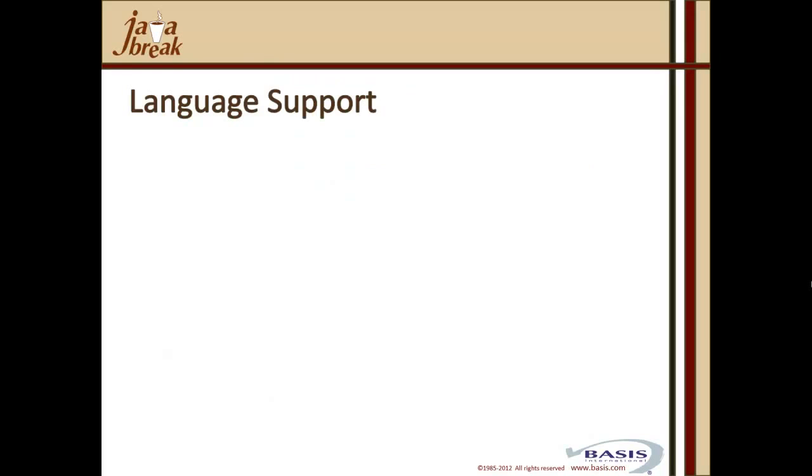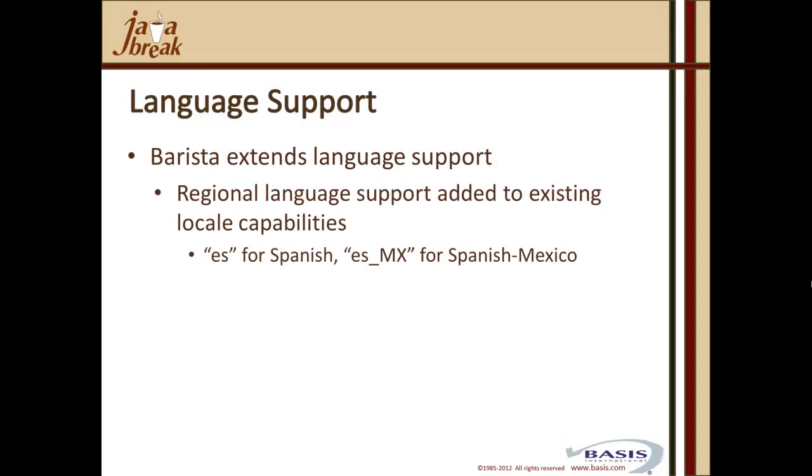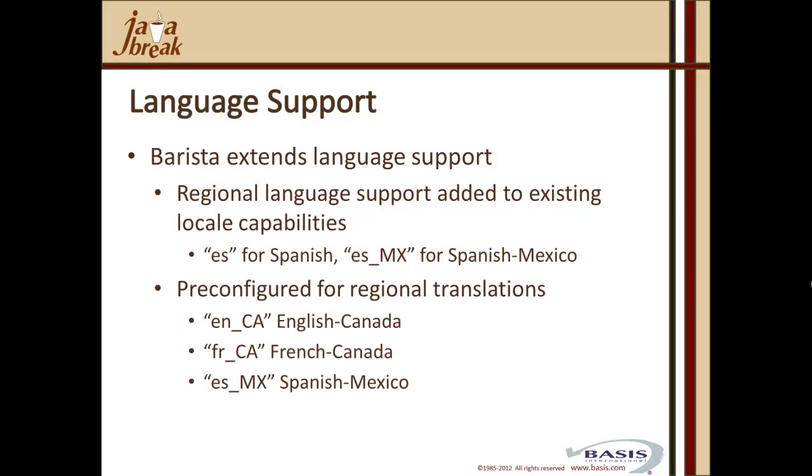In BBJ 12, we've added additional language support to Barista. Barista now has regional language support added to the existing locale capabilities. For example, ES for Spanish and ES_MX for Spanish Mexico. Barista ships preconfigured for regional translations, including English Canada, French Canada, and Spanish Mexico.